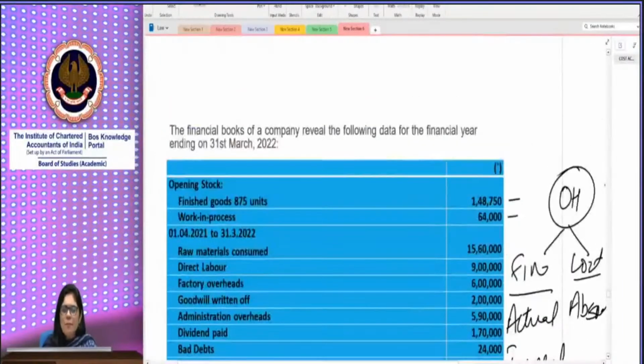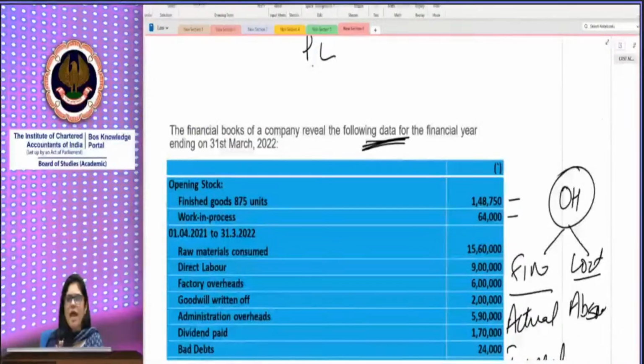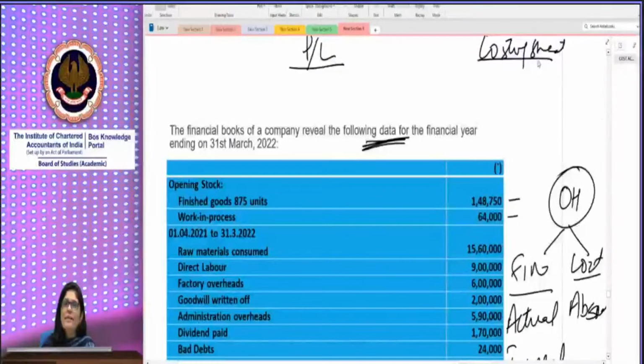First, you have to prepare the profit or loss account. Since we have been given the data, we don't have the accounts. So you have to make the profit or loss account and you have to make the cost sheet also. Both you have to make, then you have to reconcile. So here you don't have to make accounts. If a reconciliation question comes, you have to make a profit or loss account first, and then you have to make a cost sheet. Clear? So let us see how it is done.